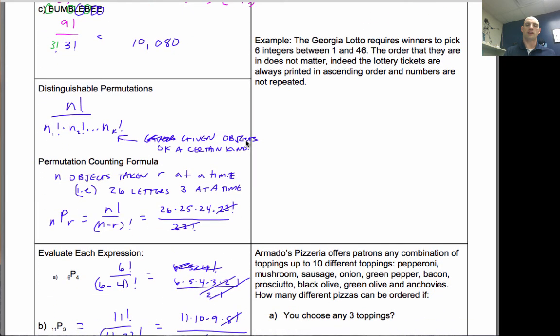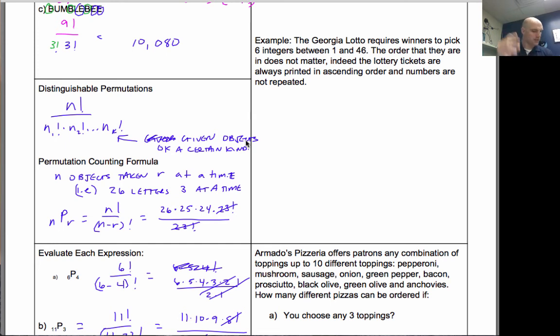This one's the trickiest of them all so far. The Georgia Lotto requires winners to pick 6 integers between 1 and 46. The order that they are in does not matter. Indeed, the lottery tickets are always printed in ascending order and the numbers are not repeated. So, if I've got 1, 2, 3, 4, 5, 6, the guy next to me picks 6, 5, 4, 3, 2, 1. When it prints out, they're automatically going to put them in ascending order.